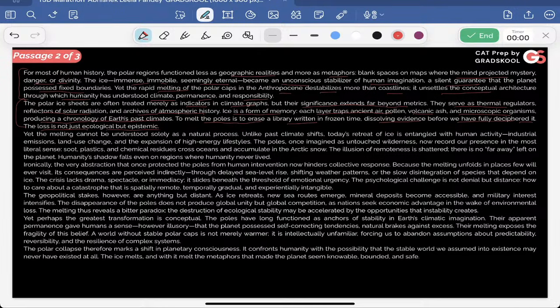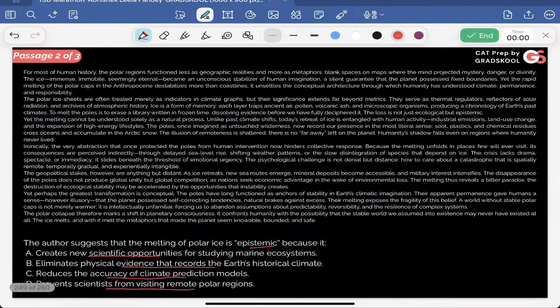Now, I think we can answer the first question, which says the author suggests the melting of polar ice caps. A: Polar ice is epistemic because it creates new scientific opportunities for marine ecosystems. That is too narrow an option, cannot be true. B: Eliminates physical evidence that records the Earth's historical climate. That can be correct because ice is a kind of memory. So ice caps are memories. C: Reduces the accuracy of climate prediction models. That's not mentioned anywhere. D: To prevent scientists from visiting remote polar regions. Not mentioned. So B is correct here. I think all of you marked it right, right? Okay, all of you did it right.